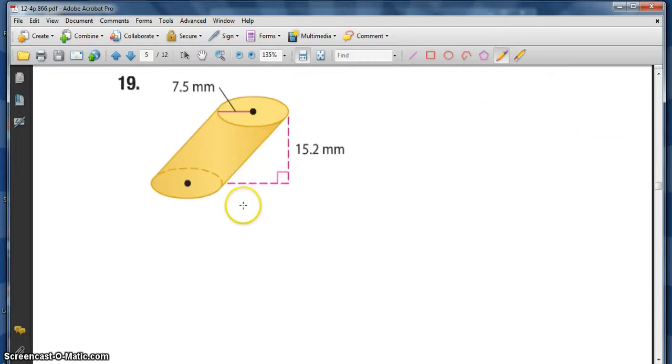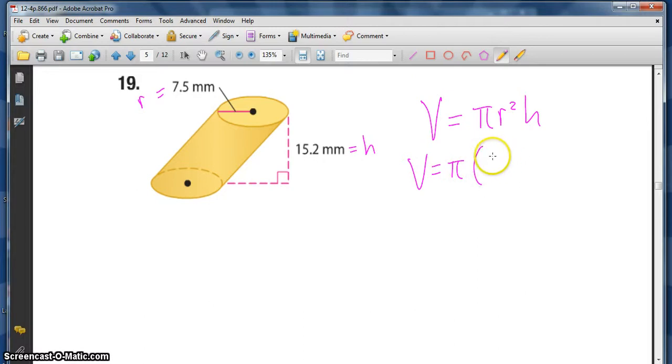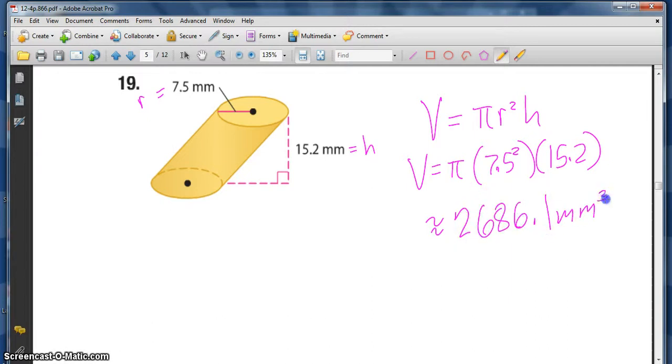Okay, skipping ahead to number 19, once again we want to use Cavalieri's principle for our oblique cylinder. Our height is 15.2, our radius is 7.5, our volume is area of the base, so that's pi r squared, times the height. So our volume will be equal to pi times 7.5 squared times 15.2. So if we round this to the nearest tenth, we would have 2,686.1 cubic millimeters.